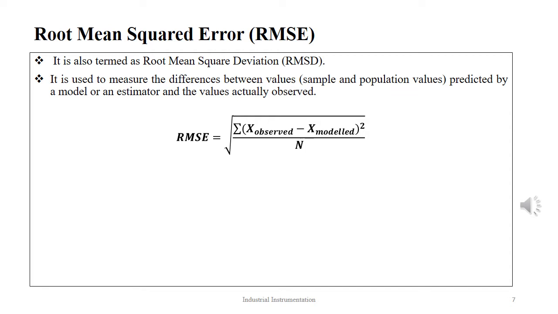The next important statistical parameter is root mean squared error, also called RMSE. It is used to measure the differences between values, sample and population values, predicted by a model or an estimator, and the values actually observed. RMSE is numerically represented as root of summation (x observed minus x model) whole square by n.